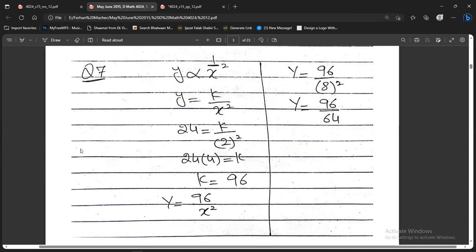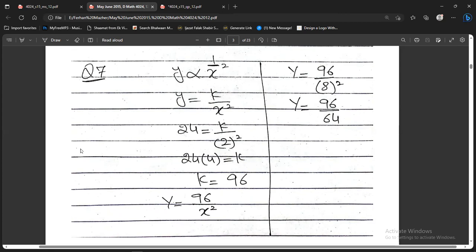Y is 24 and x is 2. So 24 equals k divided by 2 square. So k will be equal to 24 into 4. And k will be equal to 96. So the formula will become y equals 96 by x square.